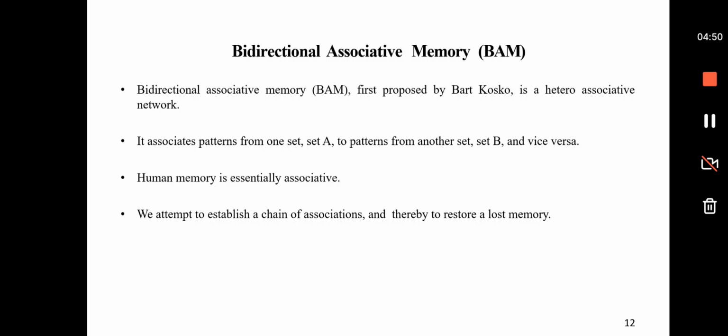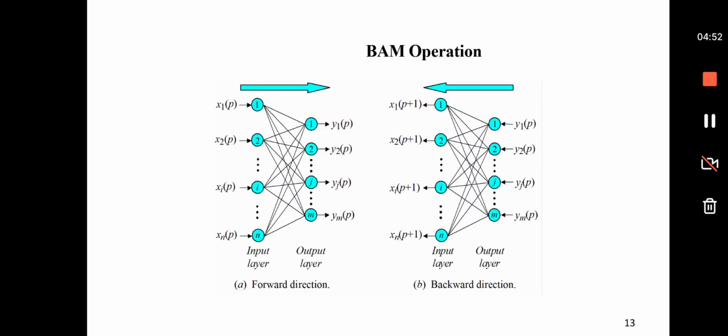Next, let's see how BAM operates. Patterns are stored in a correlation matrix. Signals move back and forth between layers until both input and output stabilize. This ensures correct recall even from partial or noisy input. For example, it is like a two-way street: name leads to face, face leads to name, until the memory stabilizes.